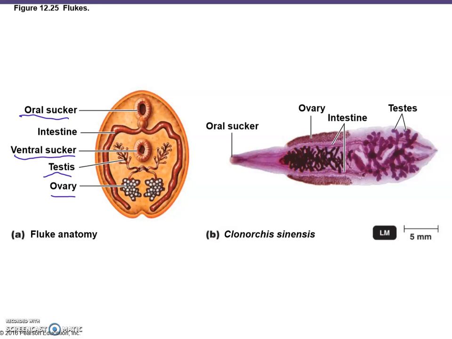That means they're hermaphrodites. Over here, a Chinese liver fluke, that's Clonorchis sinensis. You can also see ovaries and testes in the same animal. It's a light microscope picture. This thing is pretty large. Take a look here, this is 5 millimeters, so you can see this thing is pretty large. And then over here, the oral sucker. And, well, that's a fluke.